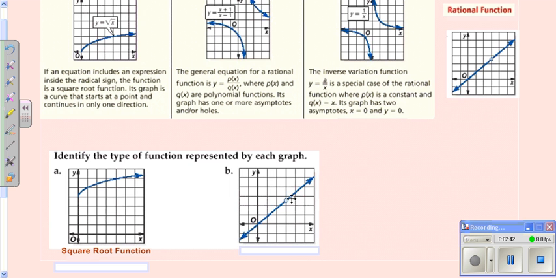This one here, since we have a hole in it, you know that if it has a hole, it's got to be rational. Also, if it has a vertical asymptote, it's rational.